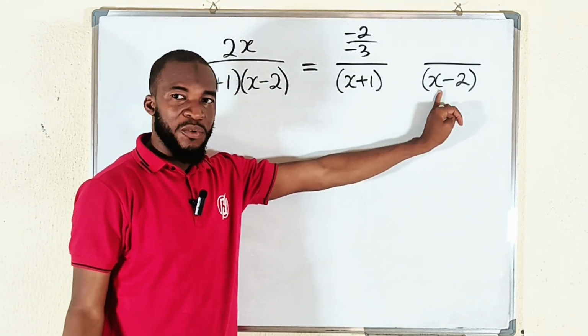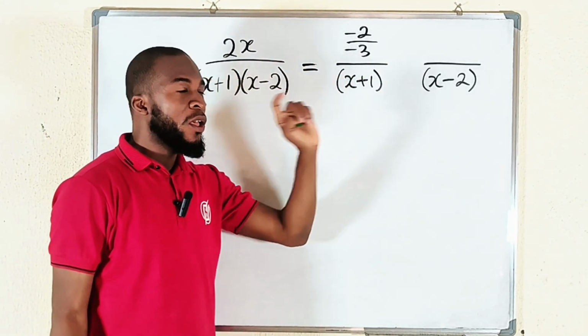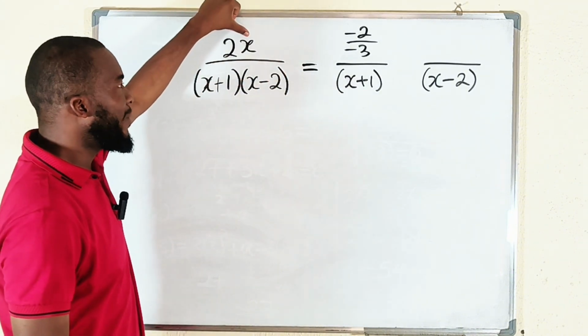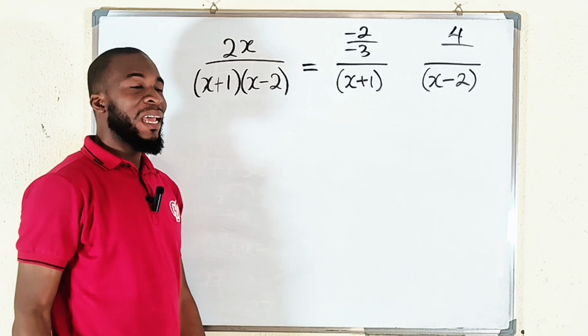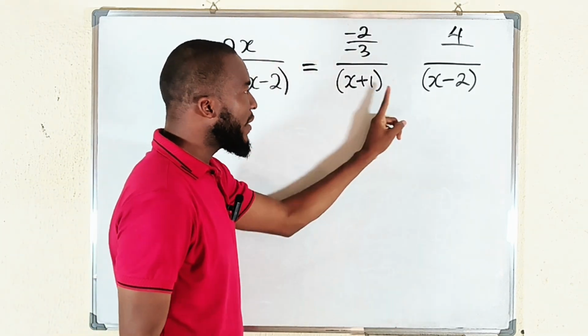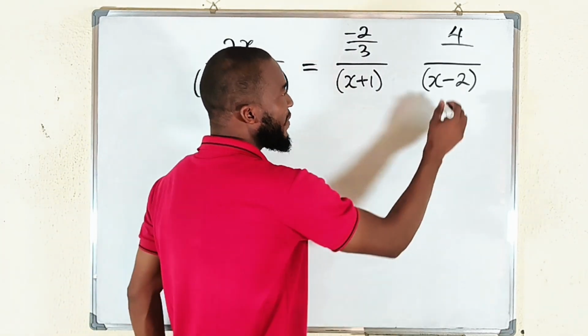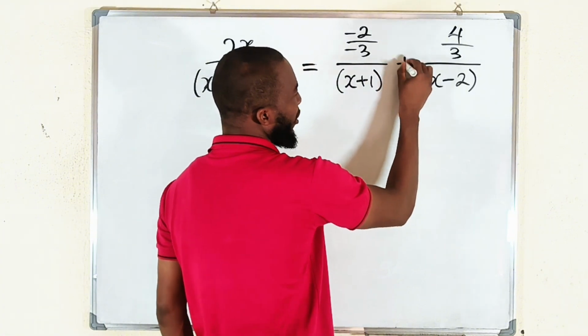What can make this one 0? Plus 2. So use that plus 2 here. 2 times 2 is 4. Divide by. Then at the bottom, you should plug in that 2 here. 2 plus 1 is 3. So you see that this is plus.